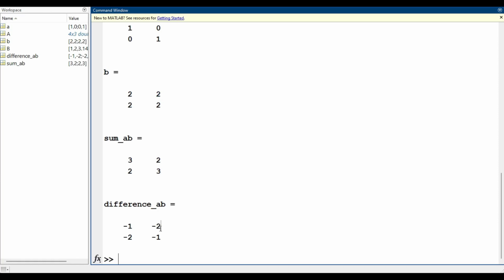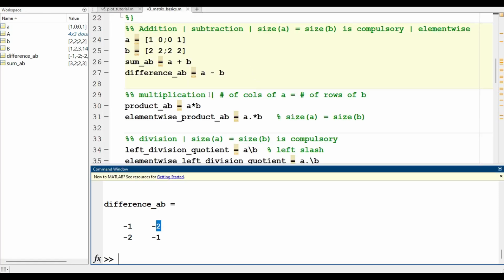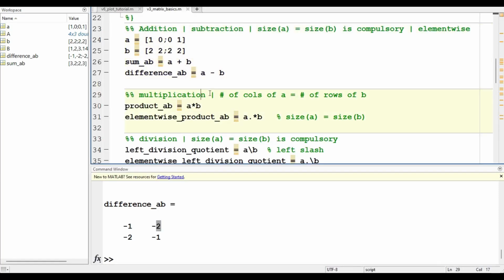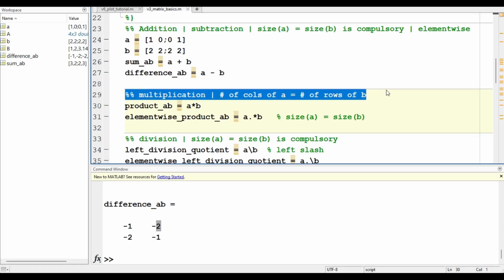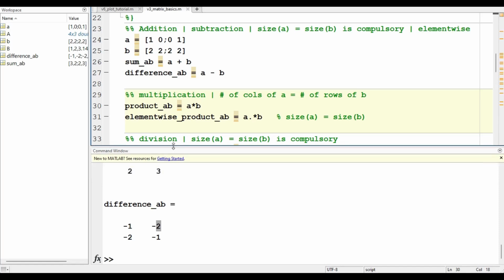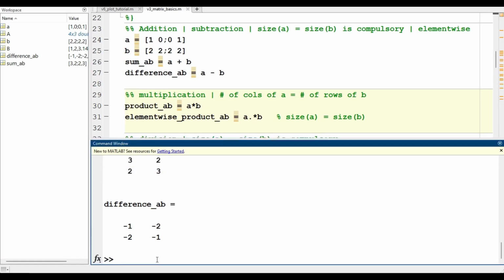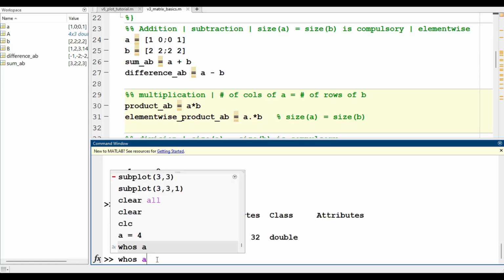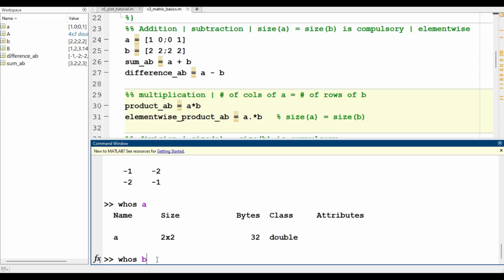Now we come to the third operation, that is the multiplication. For the case of multiplication, the necessary condition is that the number of columns of the first matrix should be equal to the number of rows of the second matrix. For example, for the matrices that we have already declared above, A and B, if we check the size of A, it is a 2 cross 2 matrix. Similarly, if we check the size of B matrix, it is also a 2 cross 2 matrix.